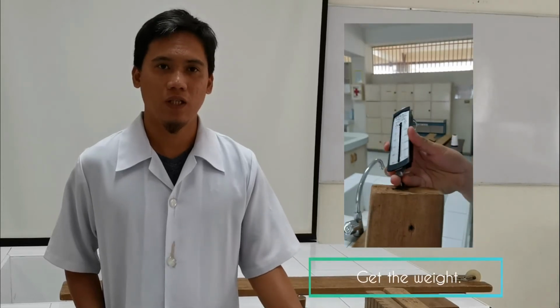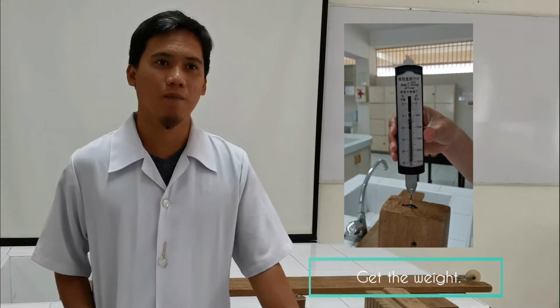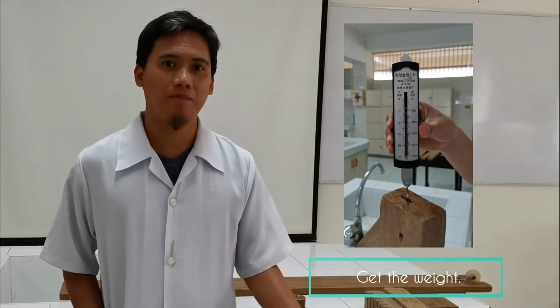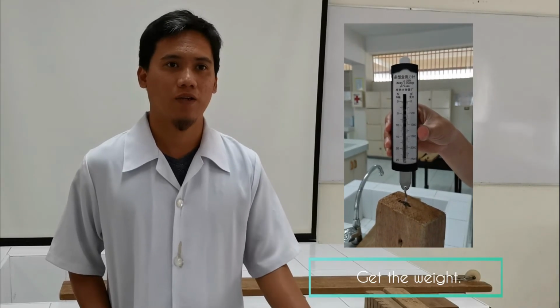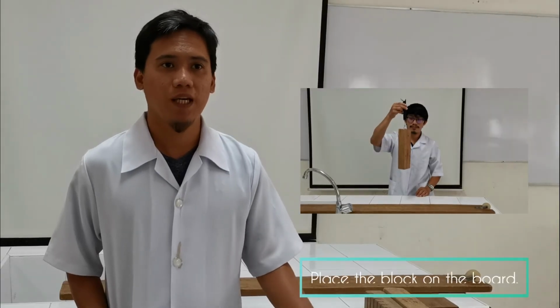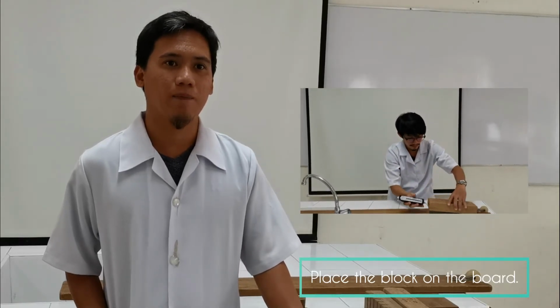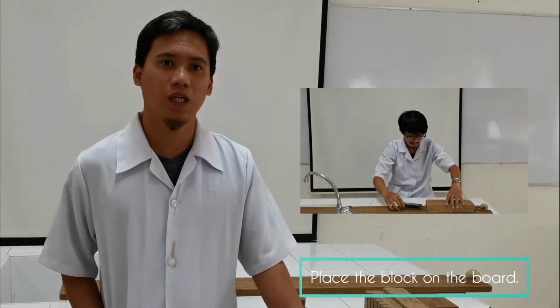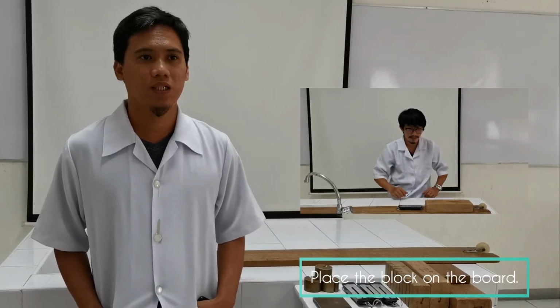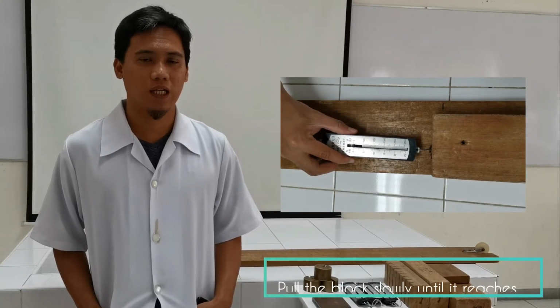So what are the procedures of our laboratory activity today? First, get the weight in Newtons of the friction block using the spring balance, then record. Second is to place the friction block with its big area in contact with a horizontal wooden board, and using the spring balance, slowly pull the block horizontally.